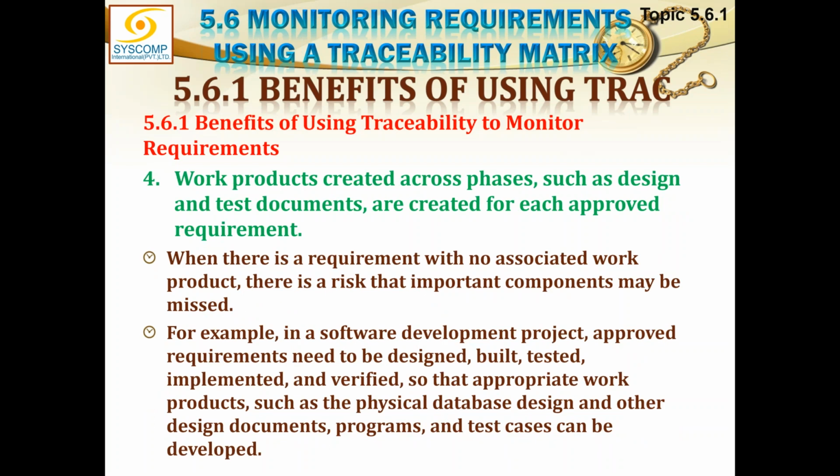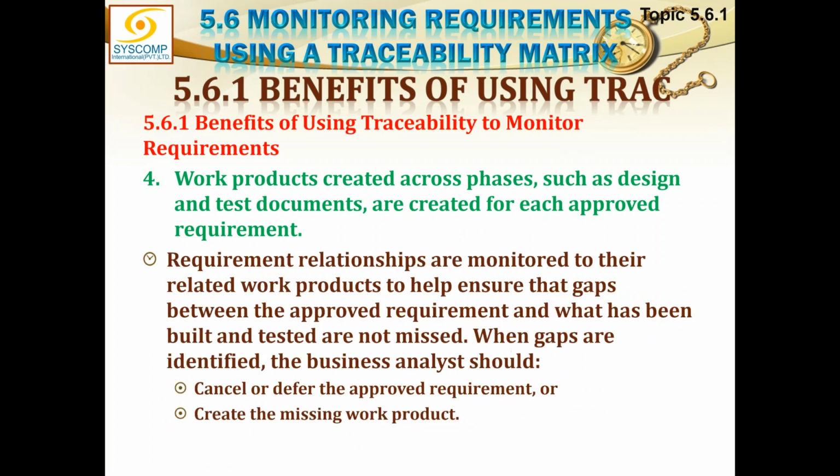Fourth, work products created across phases, such as design and test documents, are created for each approved requirement. When there is a requirement with no associated work product, there is a risk that important components may be missed. For example, in a software development project, approved requirements need to be designed, built, tested, implemented, and verified so that the appropriate work product, such as the physical database design and other design documents, programs and test cases, can be developed. So there has to be a link. Everything which is being developed must be usable, must actually be part of the requirement.